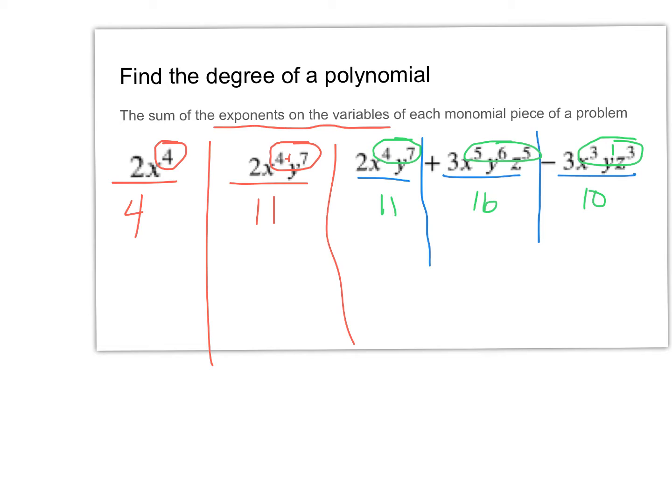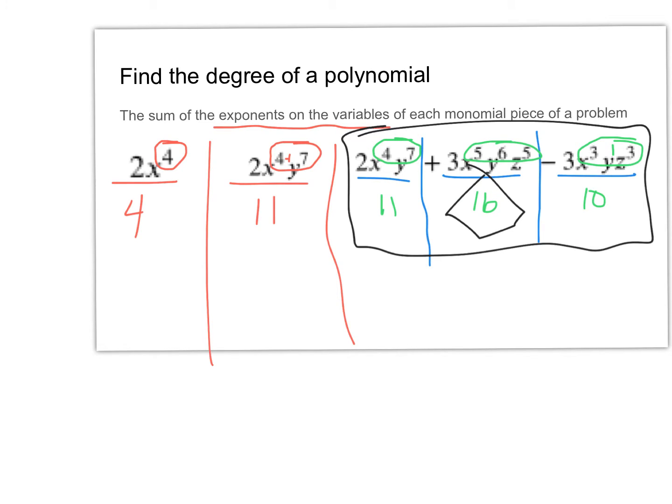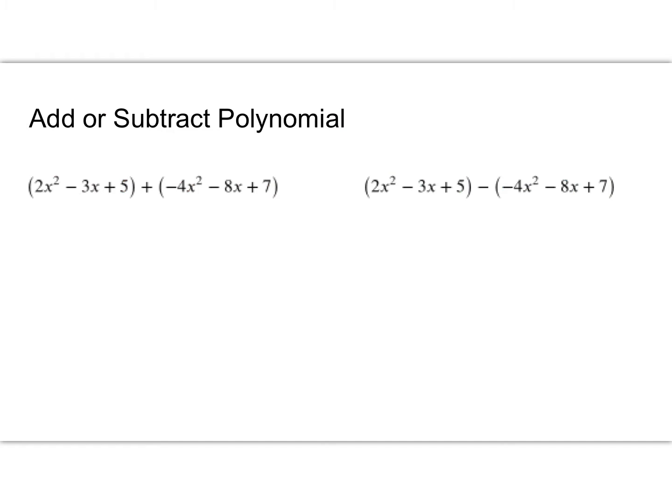So, to identify the degree of this huge trinomial, we find the largest piece, which in this case is going to be the 16. So the degree of the trinomial is 16. Okay? Let's continue our review.